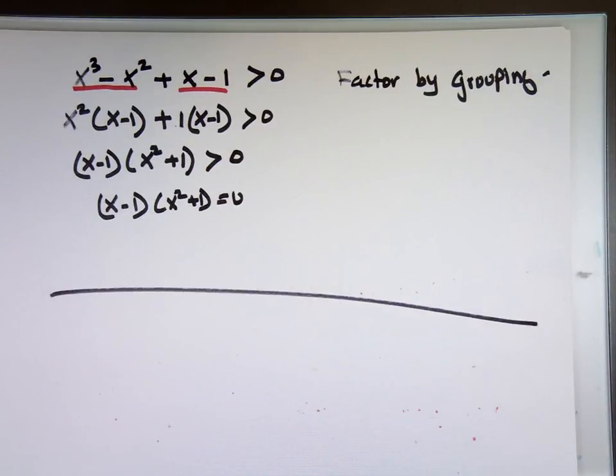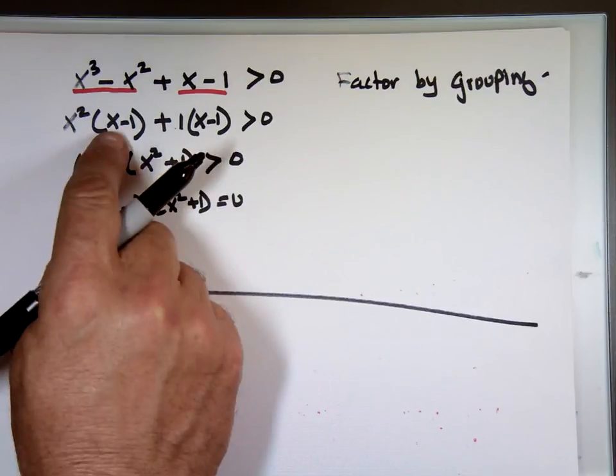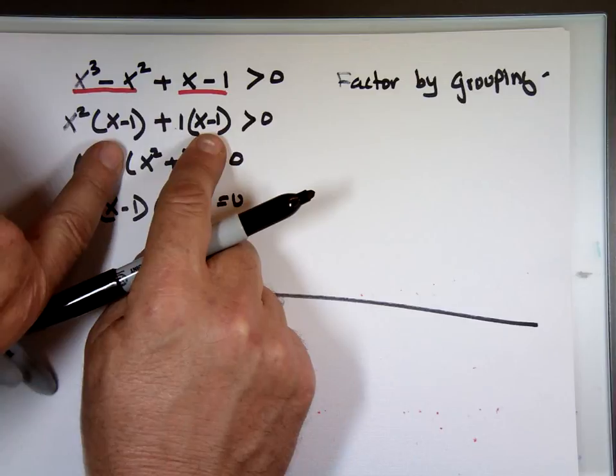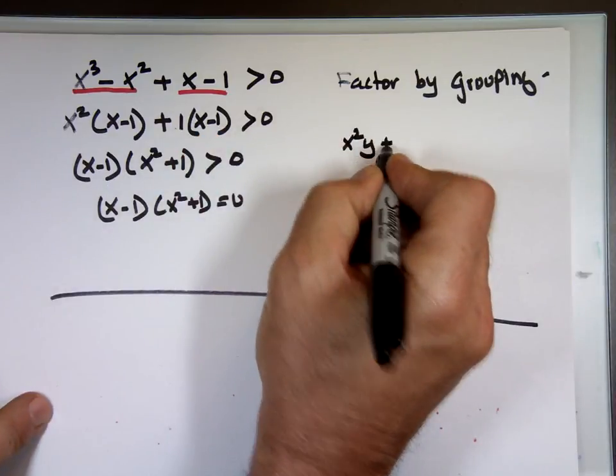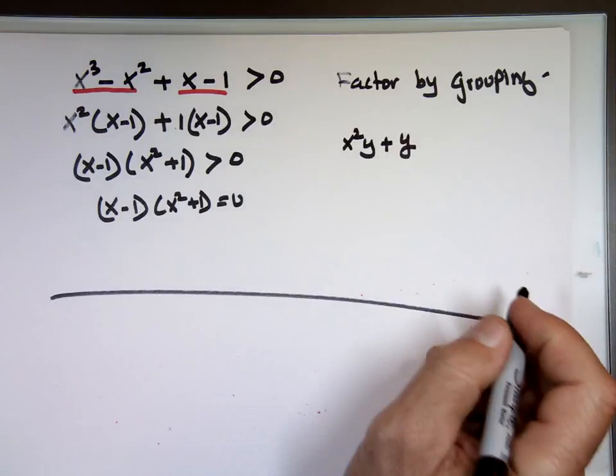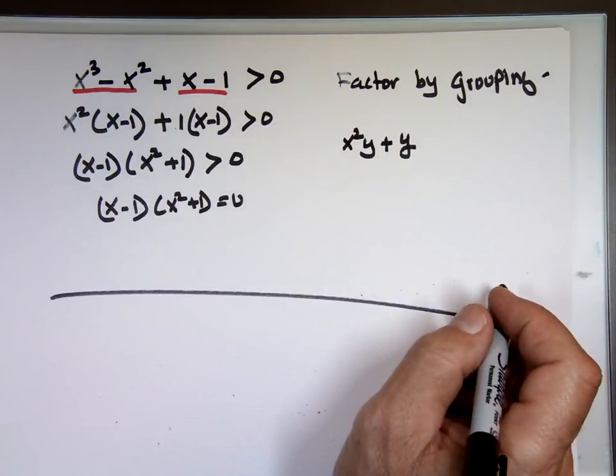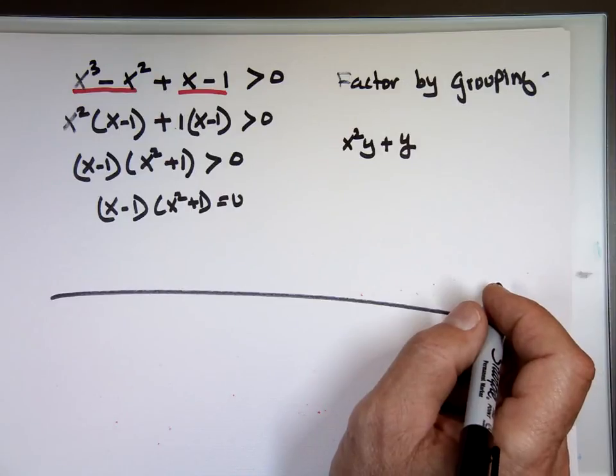I don't understand what just happened. After the second line down, how'd you get to the third one? These are common to both of them. Just like if you have x squared y plus y, how would you factor that? No dividing, factoring.